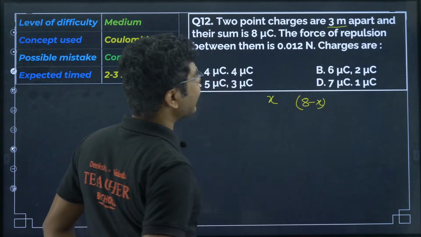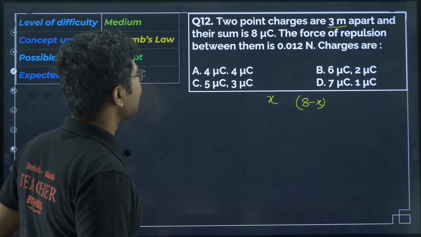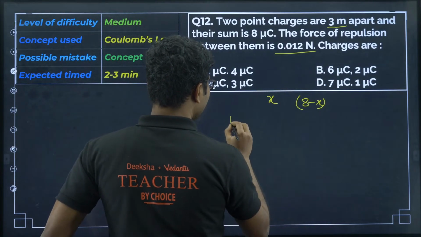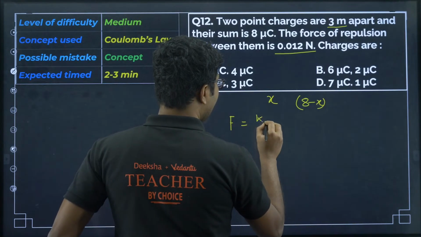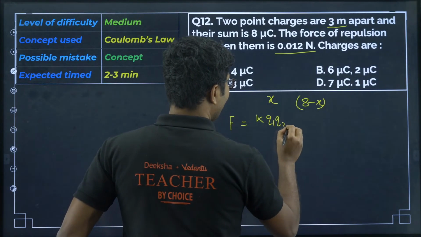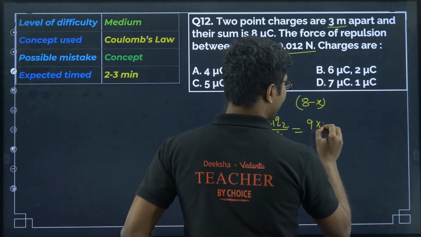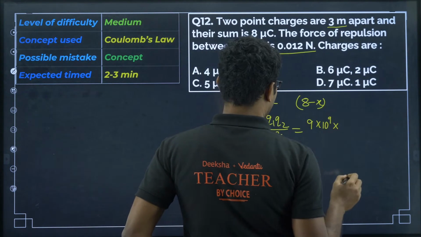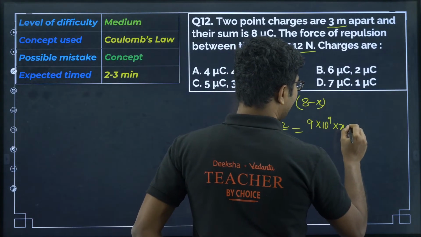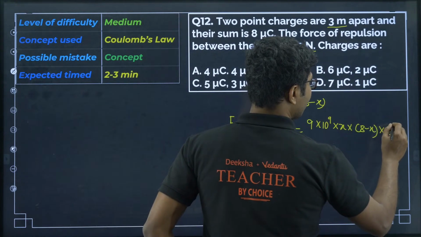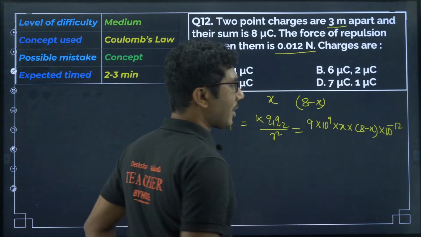The distance is given as 3 meters, and the force of repulsion is 0.12 Newton. So, what is the force of repulsion? Force of repulsion is K q1 q2 by r square. So, what is K? K is 9 into 10 to the power of 9, into x into 8 minus x, both of them in microcoulomb. So, combined it will be 10 to the power of minus 12.